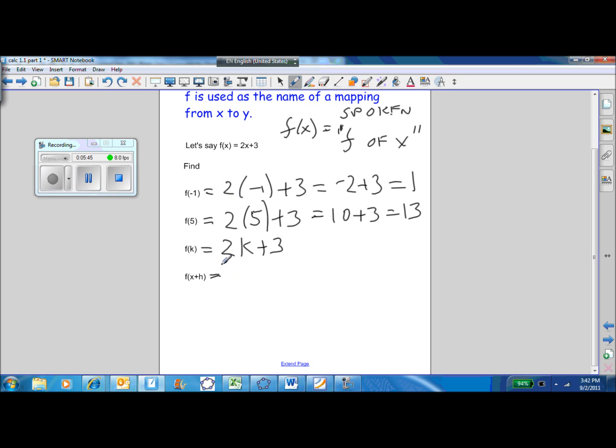Now finally, f of x plus h. Put x plus h in where you see x. Don't just add an h on the end here. The x plus h has to go in where you see the x. So twice the quantity x plus h, plus 3. I replaced the x with x plus h. So now simplifying, that's 2x plus 2h plus 3. We're going to do a lot more with this with our difference quotient tomorrow. But for right now, keep that in mind.